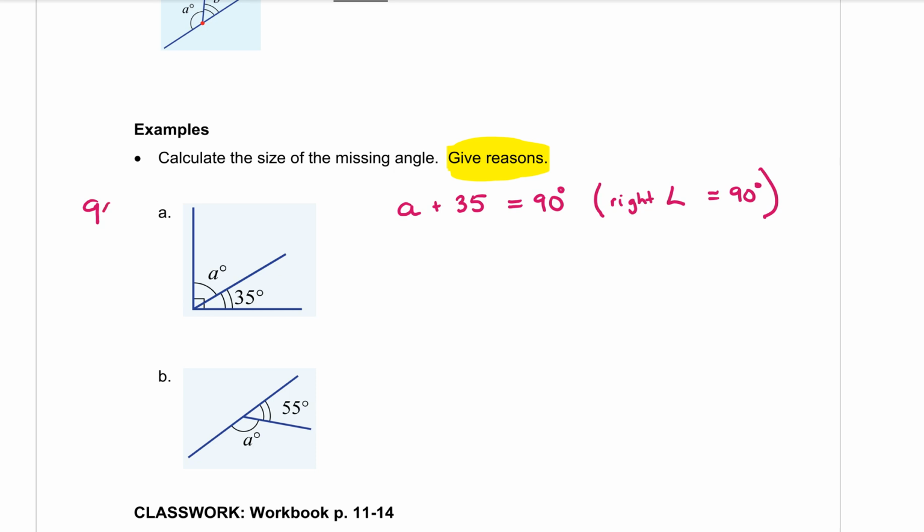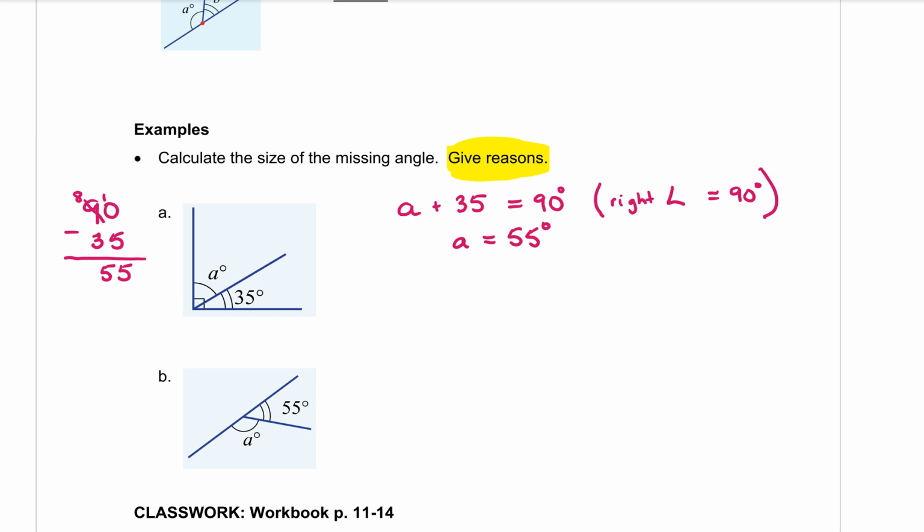So you could go 90 and you want to take away the 35. Okay, you could borrow from the 9 to get 1 over here. 10 take away 5 is 5, and 8 take away 3 is also 5. Okay, so that would give me the answer that A is equal to 55 degrees.